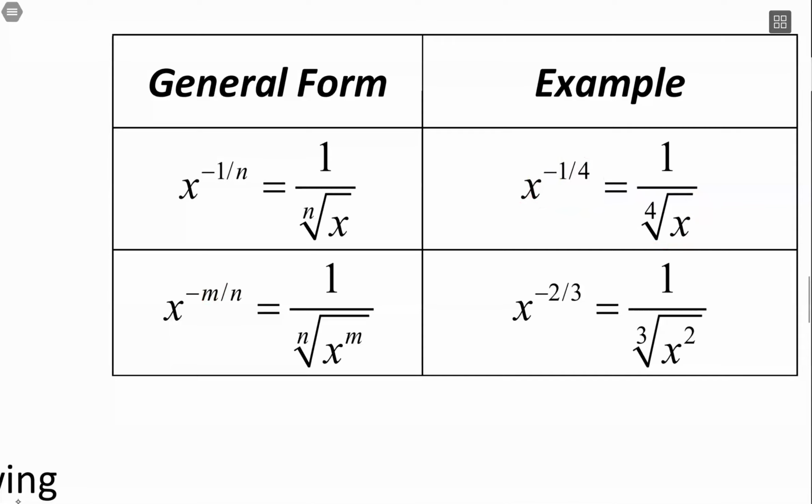Similarly, if we had a value in the numerator for our exponent, this would move to the denominator, and then we would translate it to radical form as we did before. So if we had x to the negative 2/3, it would move to the denominator, and we have this exponent of 2 and cube root. So we'd have the cube root of x squared in the denominator because of that negative symbol. So let's try these out.